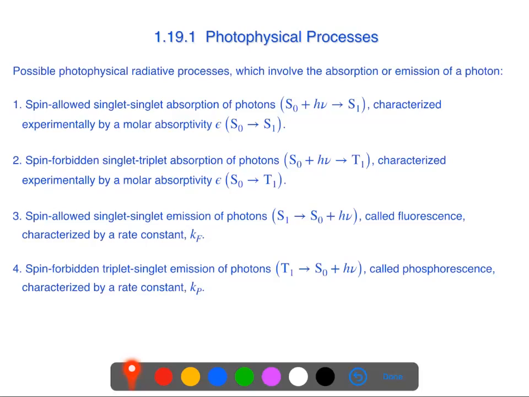And finally, the spin-forbidden triplet-singlet emission of photons, in which we have our lowest triplet state returning to the ground state with the emission of a photon, we refer to this as phosphorescence. And this, similar to the last example, is characterized by a rate constant k subscript P. And recall in our state energy diagram that we use solid vertical lines to represent these processes.